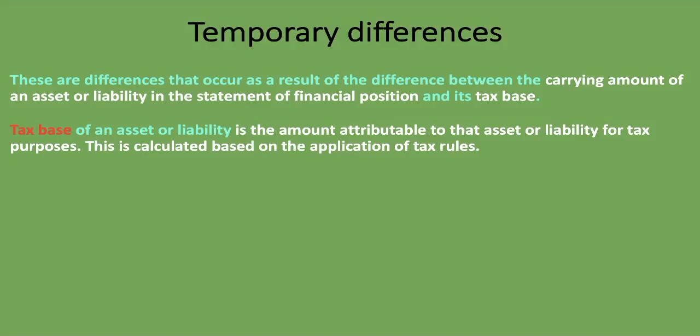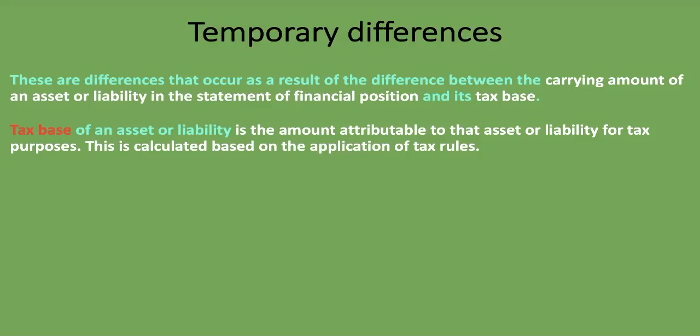If your tax base and your carrying amount are different, that means you will have a deferred tax, or a temporary difference. Carrying amount is based on our accounting rules or our company rules; tax base is what the revenue authority recognizes as the cost of that particular asset or liability.